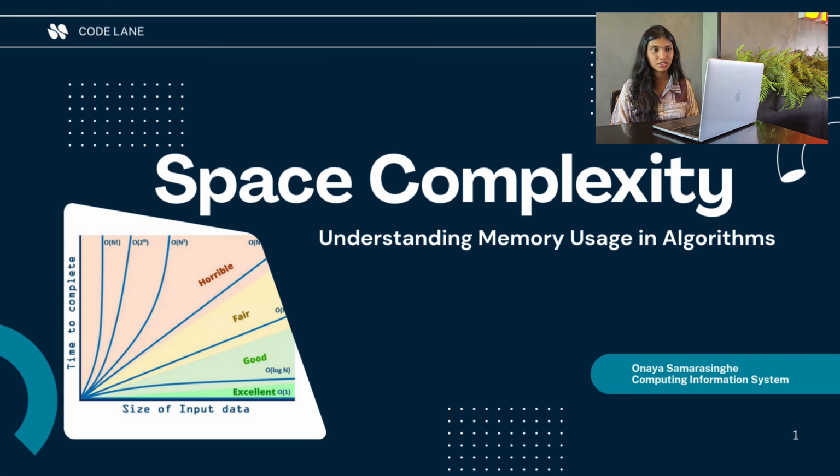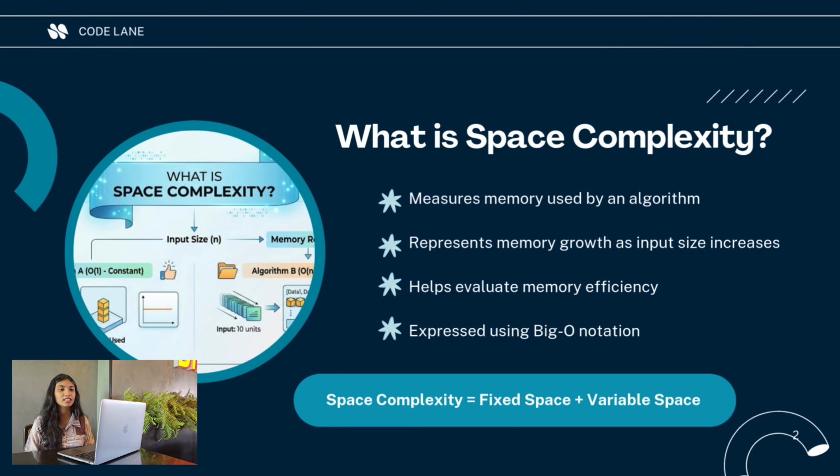Let's start with the basic definition. Space complexity refers to the total amount of memory required by an algorithm during its execution. In simple words, it tells us how much memory a program needs as the input size increases.